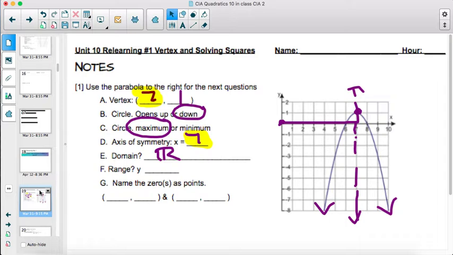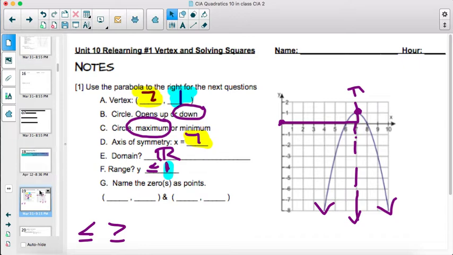And the range, since it's pointing down, the range is always going to be having a less than or a greater than. Since it's pointing down, it's less than. And similar to the axis of symmetry, the range always has to do with the y-coordinate here. So those should always match. It's the highest point, which in this case is 1. So it's y is less than or equal to 1.